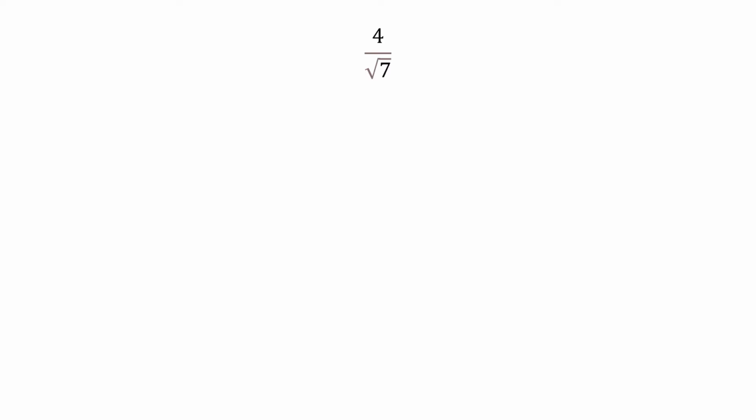So here's a question. You're going to see something like this. 4 over square root of 7. And remember, a fraction means just division. So what we're really being asked to do is divide 4 divided by the square root of 7. And if I enter that in a calculator, it's going to say error if I use the fraction key. If I do the division key, it's going to give me a decimal.